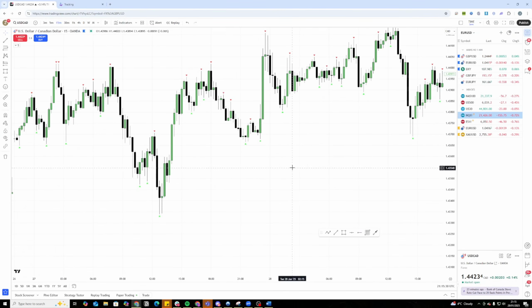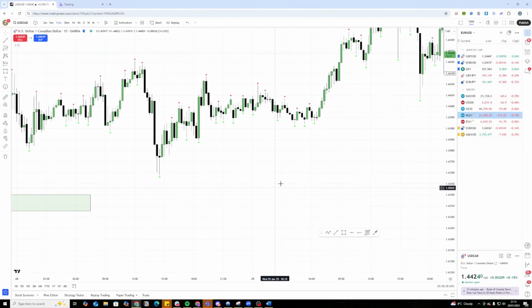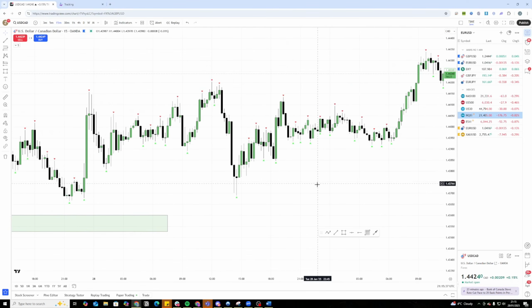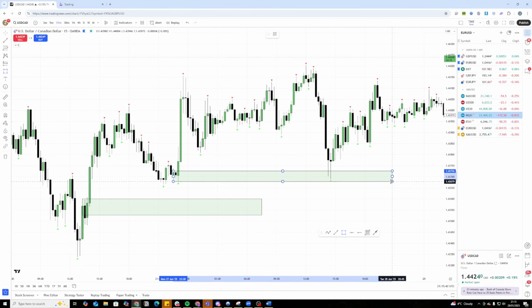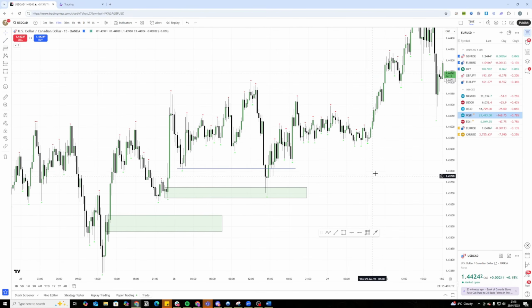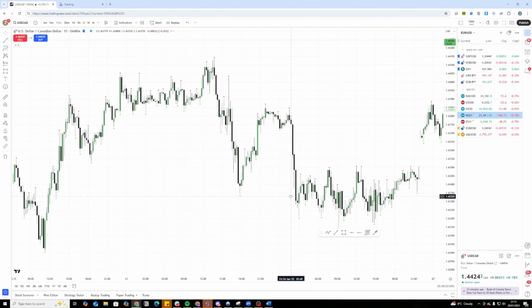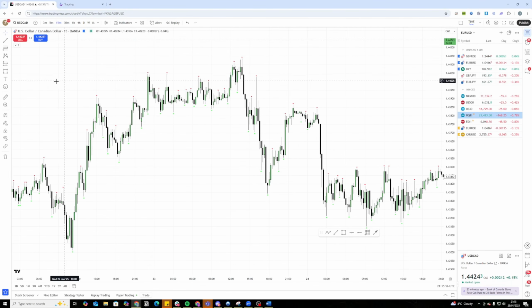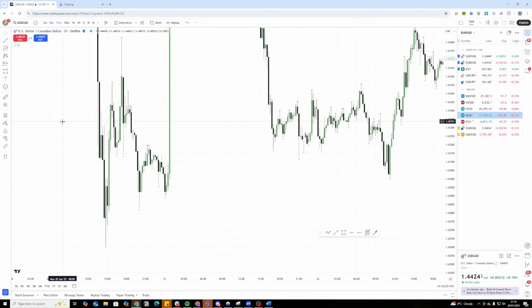USD CAD. Let's see. We had this today. It's not been tapped into though. So what did we get on USD CAD today? Could have had this area here. There's your takeout. To be honest, it's not the greatest setup, but it is a setup. I'm sure there's something better if we look. There's this area here. Oh, here we go. Here's a good example.